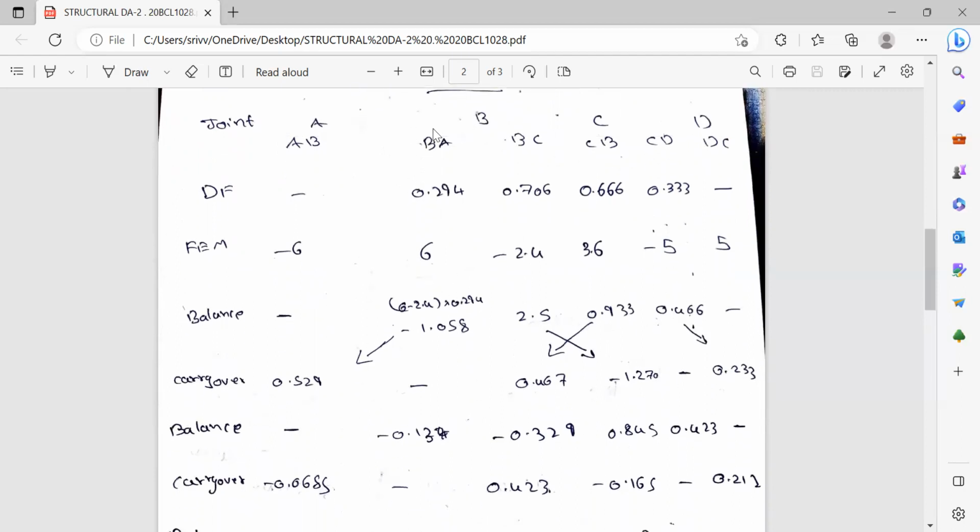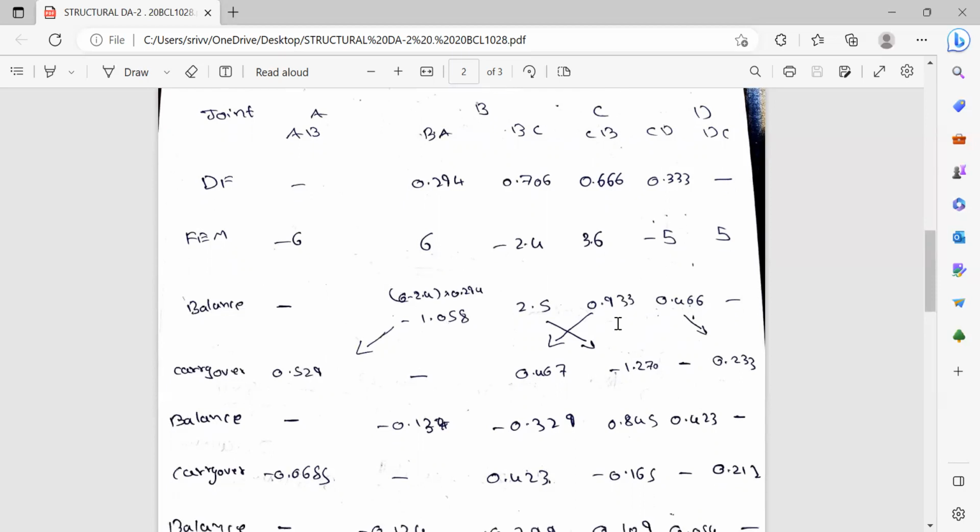So basically, BA would be carried over to AB, but it would have half the value. So half of BA would be carried over to AB. Similarly, half of BC would be carried over to CB, and half of CB would be carried over to DC.